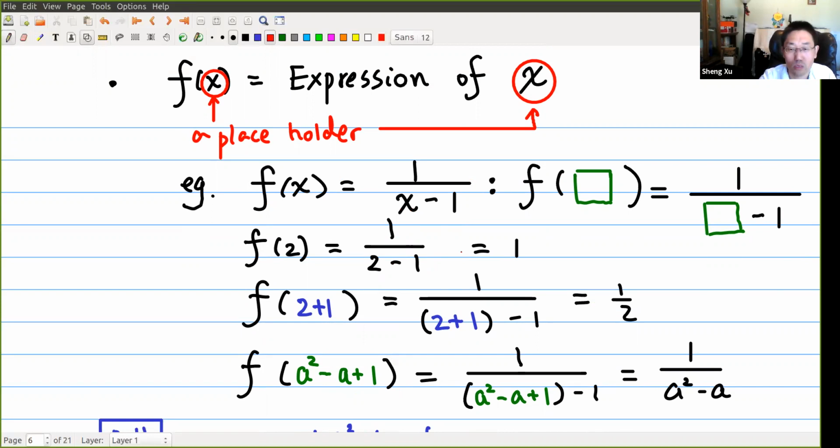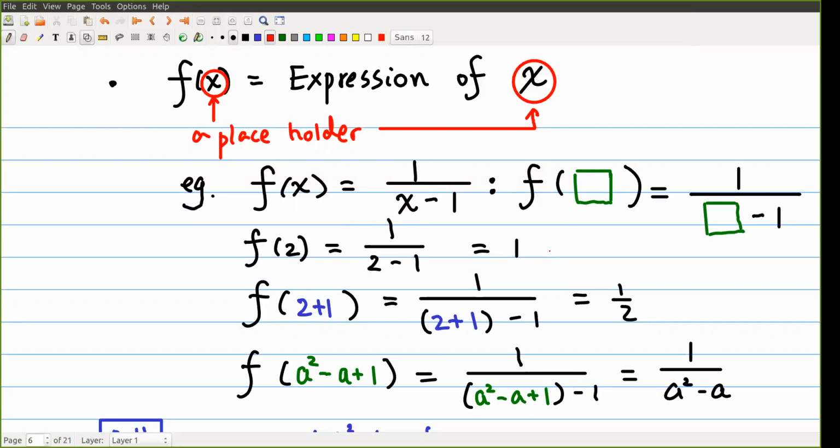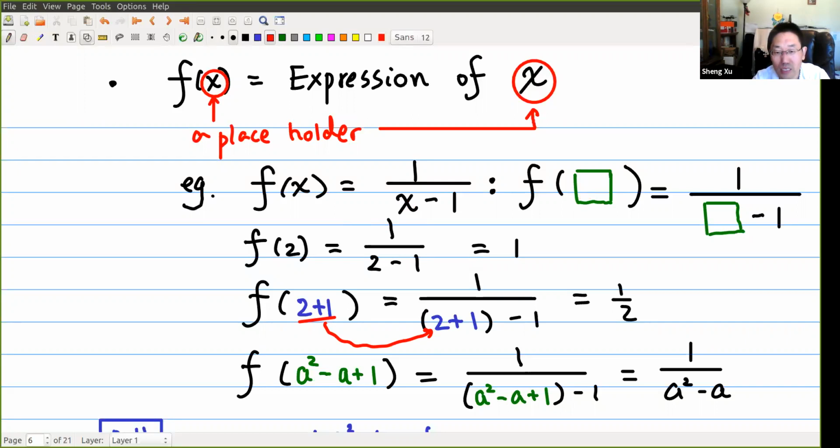But if I tell you, what is f(2 plus 1)? I don't ask you to compute 2 plus 1 as 3. I just say 2 plus 1 as a whole. So how to evaluate this? Remember, now the box here will be 2 plus 1. You just substitute this 2 plus 1 into this placeholder here. Now of course you get 1 over (2 plus 1) minus 1, which is 1 over 3 minus 1. Same thing, right? Oh, you say, this is so easy, of course I know that.